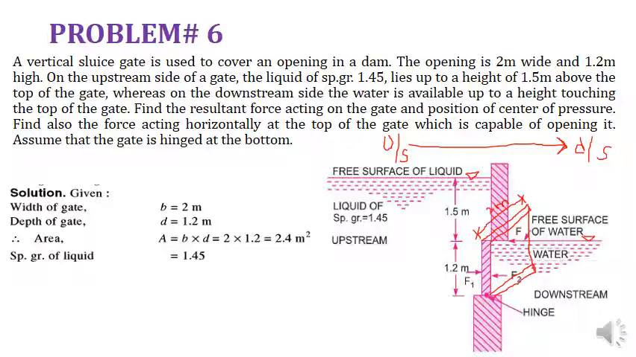So here you need to find the resultant force acting on the gate and the position of the center of pressure. So two things you need to determine: resultant force. Resultant force means the force exerted from the upstream side liquid on the sluice gate and from the downstream side water or liquid towards the gate. So the resultant force, meaning the net force applied on this gate, you need to determine. And the second one is the position of the center of pressure.